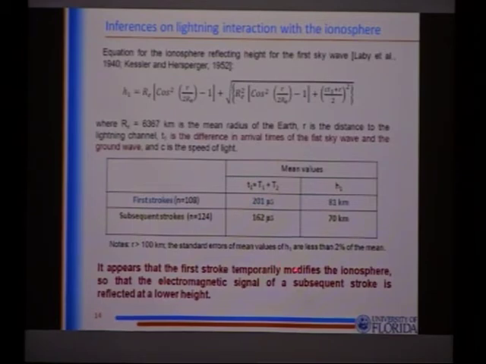It appears that the first stroke temporarily modified the ionosphere, the D region of the ionosphere, so that the electromagnetic signal of a subsequent stroke is reflected at a lower height. In other words, the ionosphere descends in response to the first stroke, and this happens apparently by way of producing Ls that propagate radially across the bottom of the ionosphere to maybe 300 kilometers, and the effect remains for some seconds. So all subsequent strokes will experience lower reflecting heights. Anyway, these results are new, shown here in this workshop for the first time.